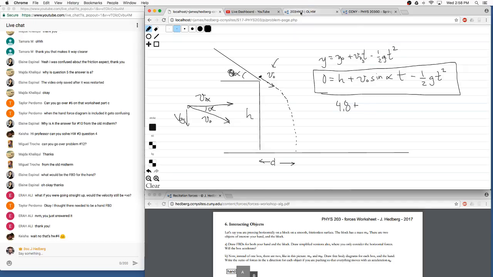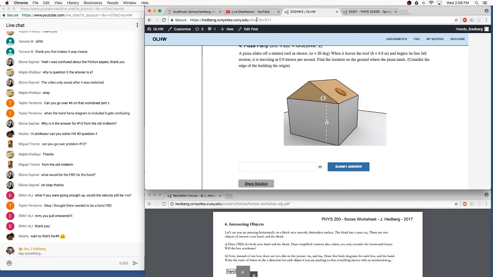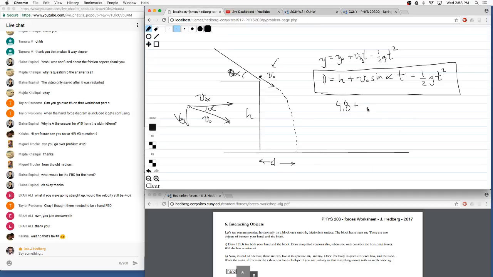V naught would be 9.9 meters per second. Sine of alpha would be sine of 20 degrees times t, minus 1/2 times 9.8 t squared. All of that equals 0. And you could figure out a number for t.